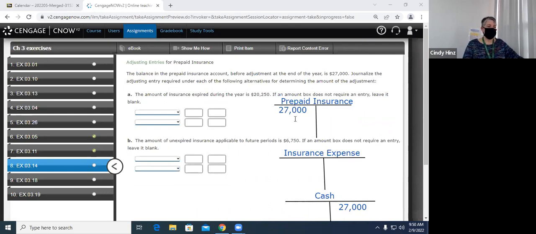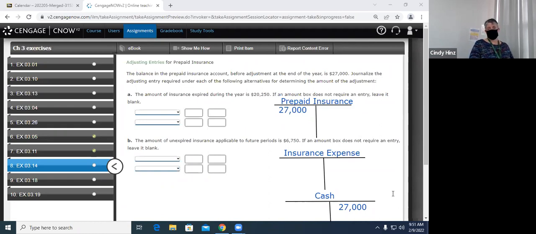Chances are this $27,000 balance has multiple insurance policies. We might have a liability policy, we might have a casualty policy, some kind of property insurance, we might have insurance on our employees. Could be any number of different policies that we have chosen to record all in that same account, and that's fine.